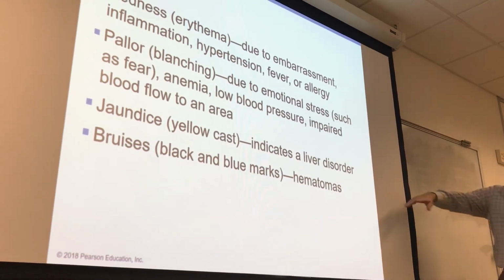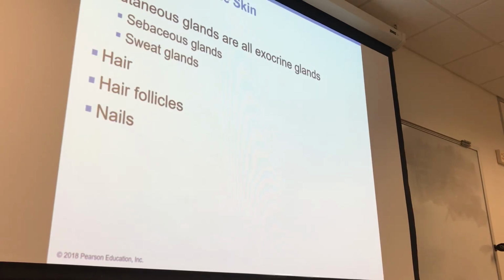And then obviously black and blue, which is broken blood vessels, which we refer to as a bruise. These are all different varieties of skin color your book talks about. So let's get to the good stuff.